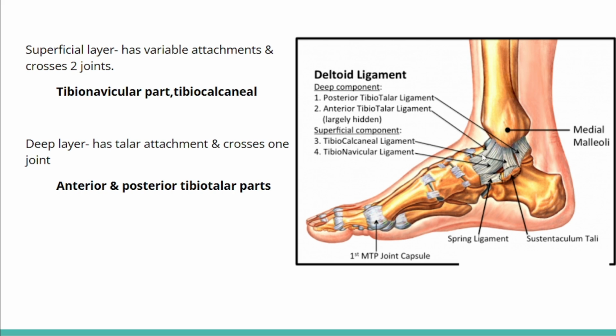Then the deep layer consists of anterior and posterior tibiotalar parts. Obviously, this crosses one joint. It is between the tibia and the talus.